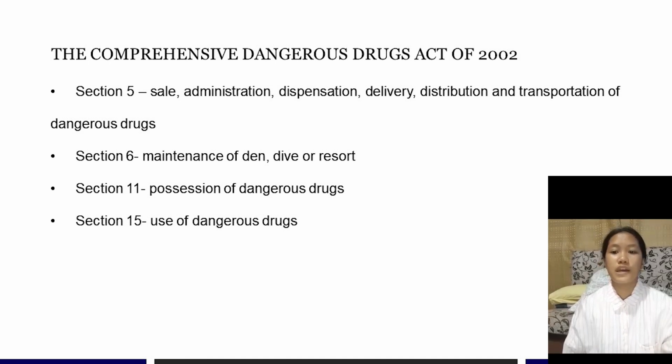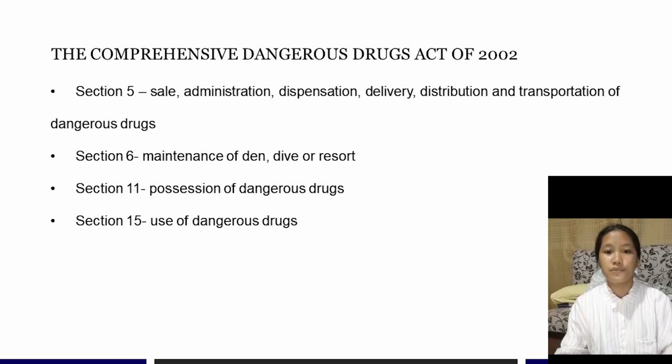The penalty of life imprisonment to death and a fine ranging from 500,000 pesos to 10 million pesos shall be imposed upon any person who, unless authorized by law, shall sell, trade, administer, dispense, deliver, give away to another, distribute, dispatch, in transit, or transport any dangerous drugs, including any and all species of opium poppy, regardless of the quantity and purity involved, or shall act as a broker in any such transaction.